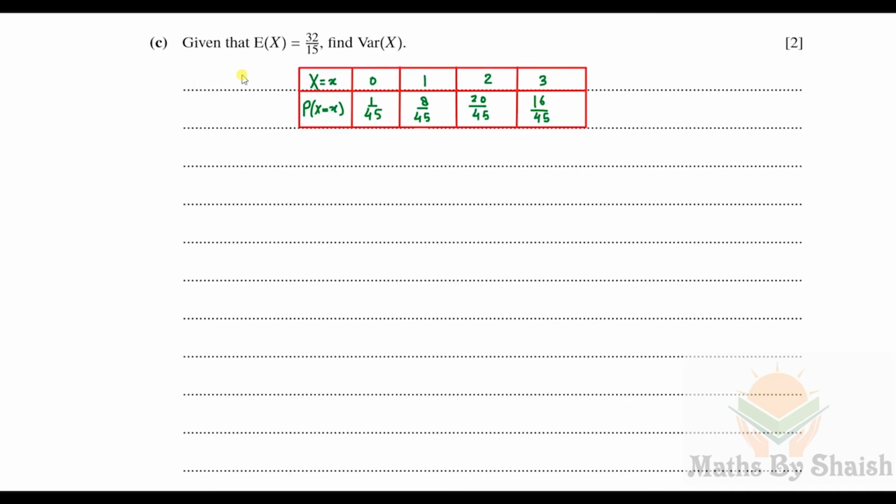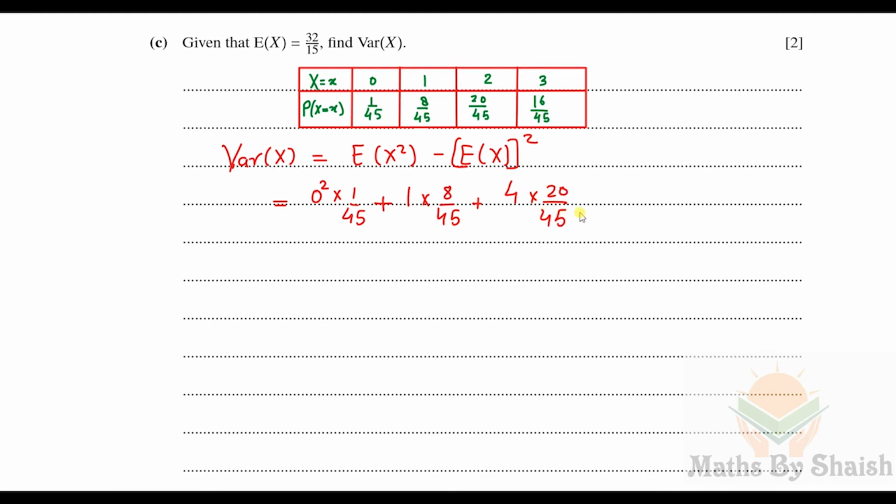Now the C part. Given that the expectation of x is 32 over 15, find the variance of x. So variance of x, we know, is expectation of x square minus expectation of x whole square. For expectation of x square, we take the square of all the values with their corresponding probabilities. So 0 square into 1 over 45 plus 1 square, that is 1 into 8 over 45, plus 2 square, that is 4 into 20 over 45, plus 3 square, that is 9 into 16 over 45, minus the square of the expectation, which is given as 32 over 15, so square of it. So let's calculate.